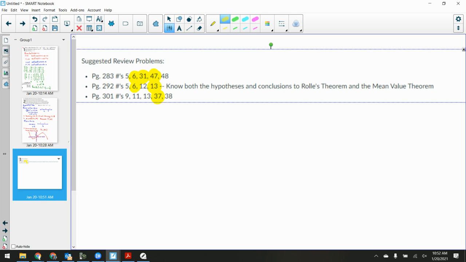Page 301, yeah. 9 was in the homework, 11 was in the homework, 13 was, 37 was not, and 38 was. Did we just do 30? Yep. Did we do 37? We did 30. Oh, we did 38. Okay, got it. But you can see that if 37 is right next to 38, it's probably very similar to 38. So you can kind of get an idea of the types of problems that I'll be asking on the quiz.